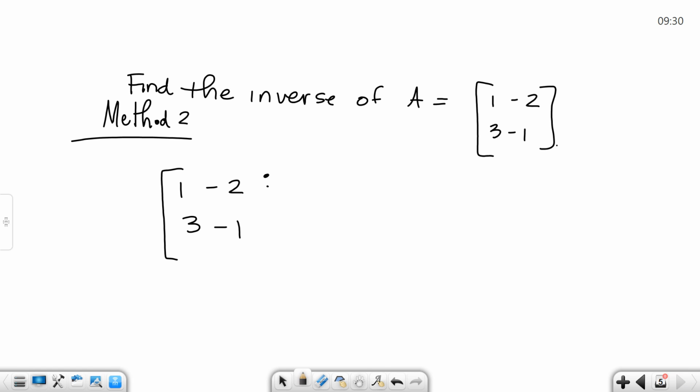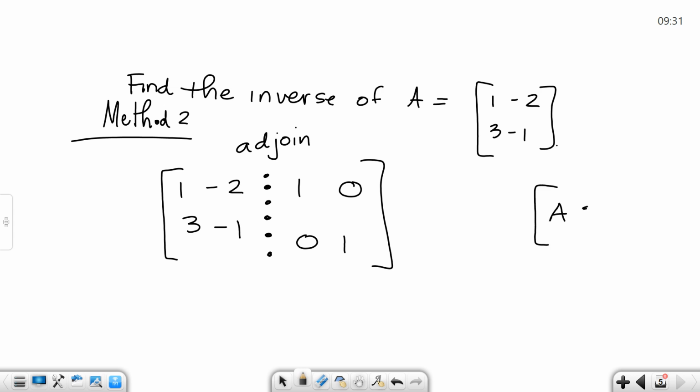I'm going to put some dotted lines down this way. You're going to adjoin, it's called adjoining, A-D-J-O-I-N. You're going to adjoin this matrix A with the identity. Okay, that's how it's going to look. So basically, it looks like this. You have A adjoined with the identity.